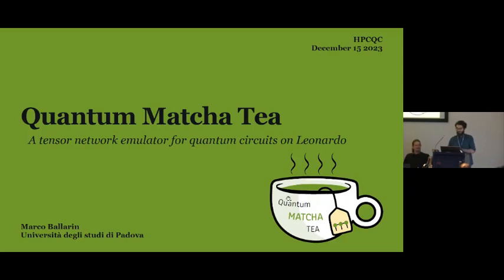So I'm Marco Ballarin, a PhD student from the group of Professor Montangero at the University of Padua, and I'm gonna present Qmatchatea, a tensor network emulator for quantum circuits on Leonardo.